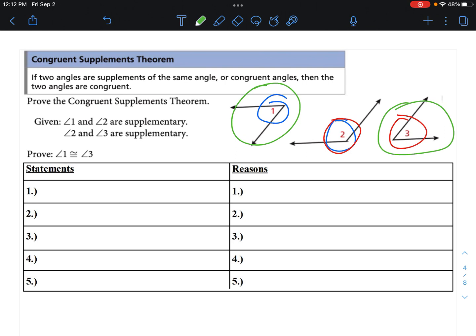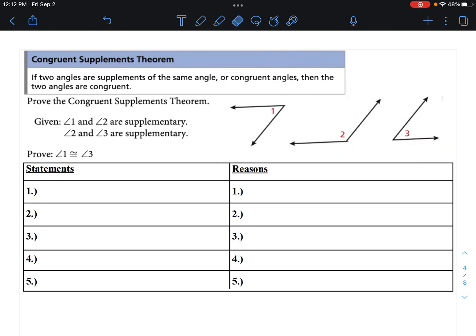So that's what we're going to prove here. We're going to go through and do this congruent supplements theorem so that in the future you can bypass all these statements and reasons and you can just say congruent supplements theorem. So starting with number 1, again, always going to be something given. This time they tell you in this particular problem, angle 1 and 2 are supplementary.